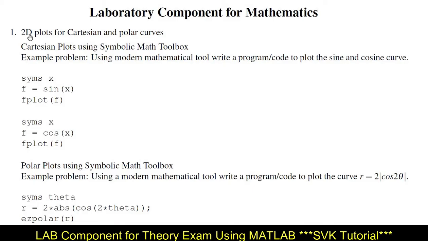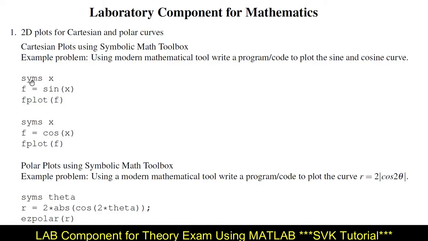Moving on to the questions here. They have been asked to plot the Cartesian curve and polar curve. So here is the problem. Using a modern mathematical tool, write a program or code to plot the sine and cosine curve. There is a chance of change: instead of sine and cosine, they can give any Cartesian curve. This is the code I have given for sine and cosine, and mainly I have used MATLAB code here. So you can mention MATLAB code.